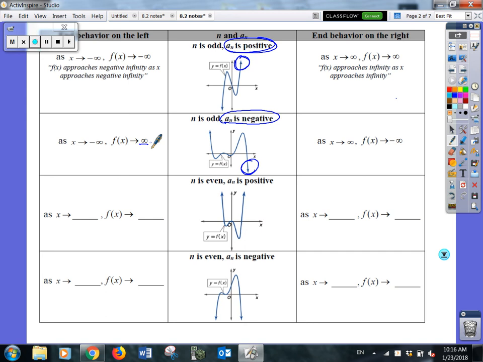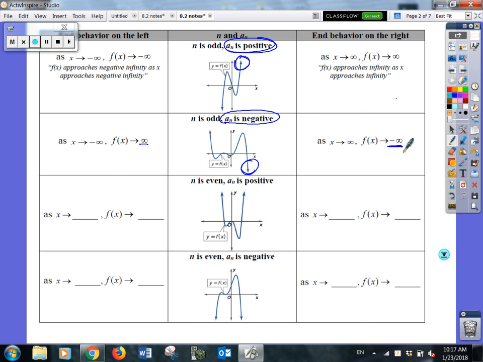Then as we move to the right, so as x is increasing, y is going down, it's decreasing, so therefore the function is approaching negative infinity. And what this is going to be important for is later on when we get into the limits. When we have our rational expressions, the end behavior is going to determine what our limit is. So again, this will come up later on.